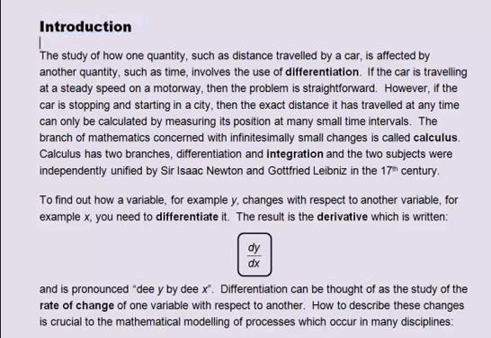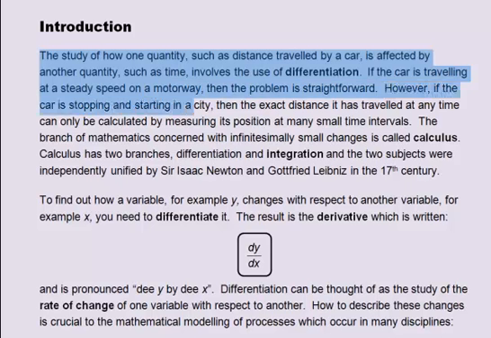Introduction. The study of how one quantity, such as distance travelled by a car, is affected by another quantity, such as time, involves the use of differentiation. If the car is travelling at a steady speed on a motorway, then the problem is straightforward. However, if the car is stopping and starting in a city, then the exact distance it has travelled at any time can only be calculated by measuring its position at many small time intervals.